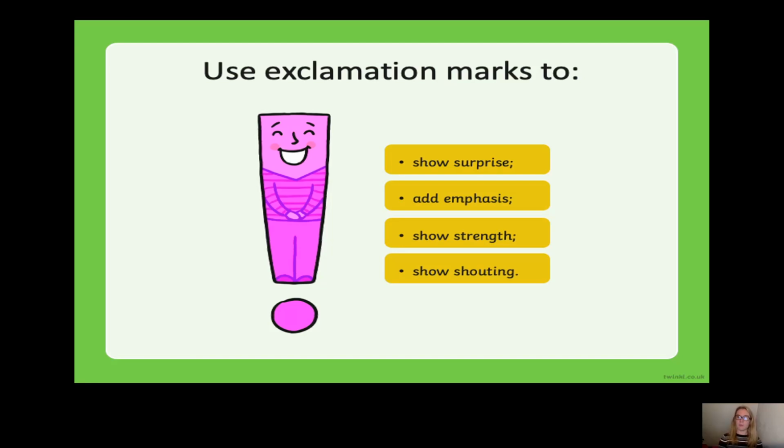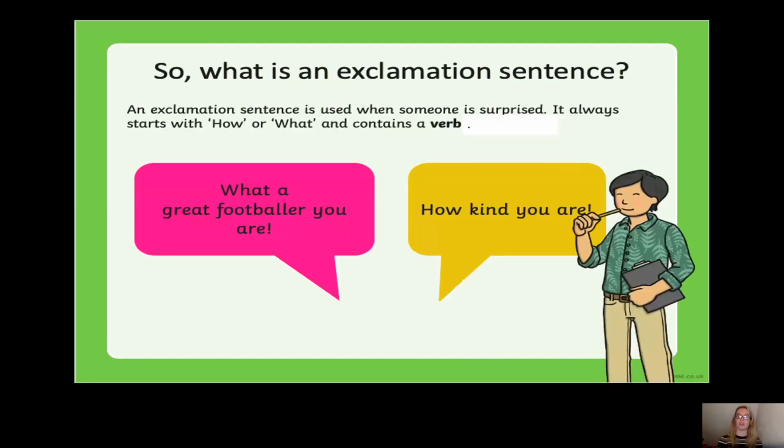Okay, now today we are going to be focusing on showing surprise. So using exclamation marks to show surprise in our exclamation sentences. Now, can you remember what an exclamation sentence is? Pause the video and have a think. Okay, Year 2, so let's find out what an exclamation sentence is. So I said we're using it to show surprise.